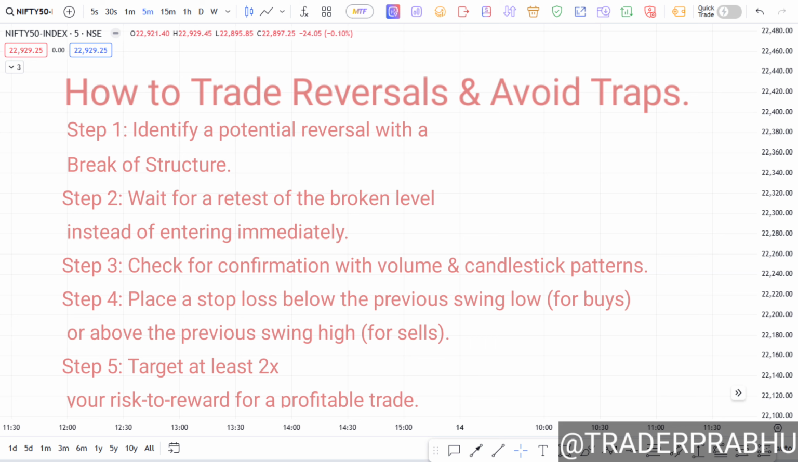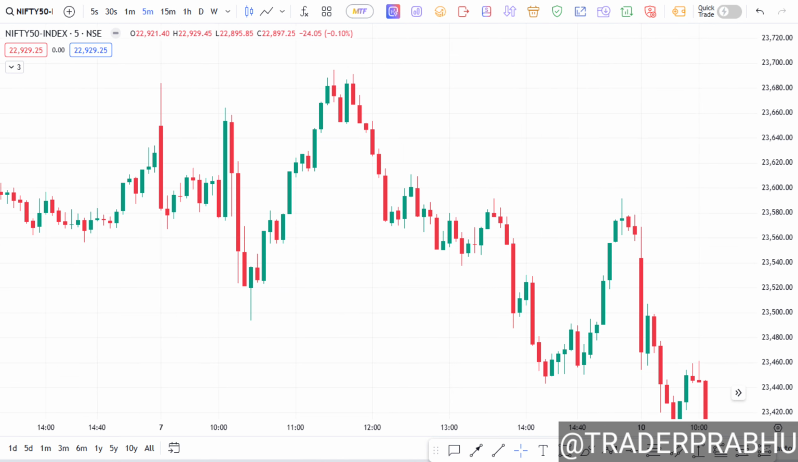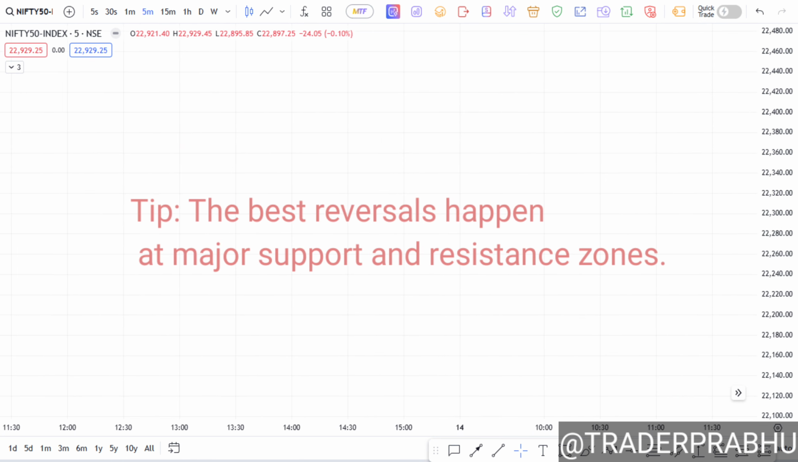Step 4, place a stop loss below the previous swing low for buys or above the previous swing high for sells. Step 5, target at least 2 times your risk for a profitable trade. Now, the tip is the best reversals happen at the major support and resistance zones.